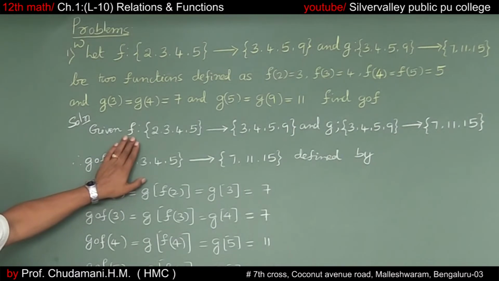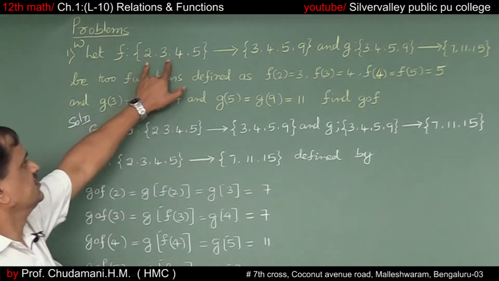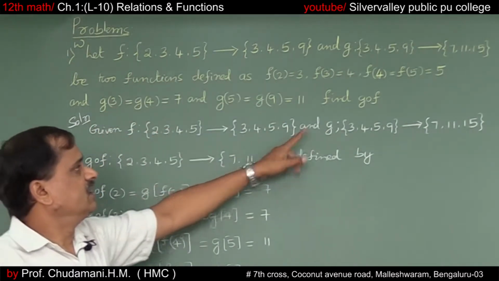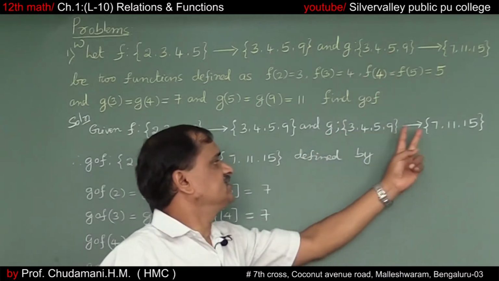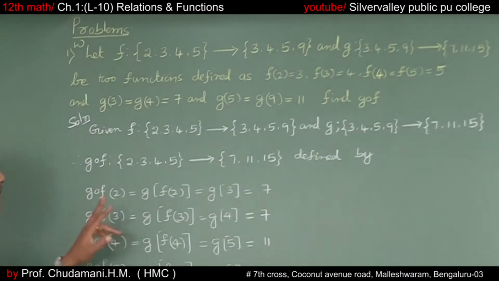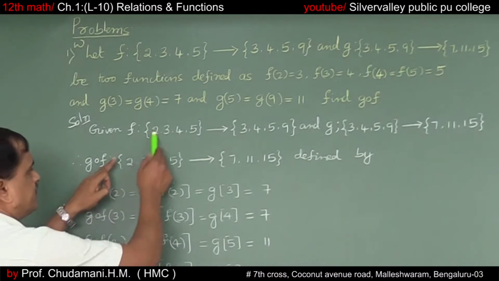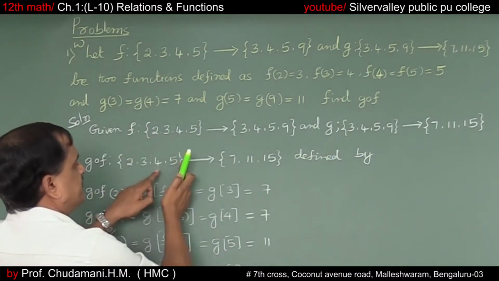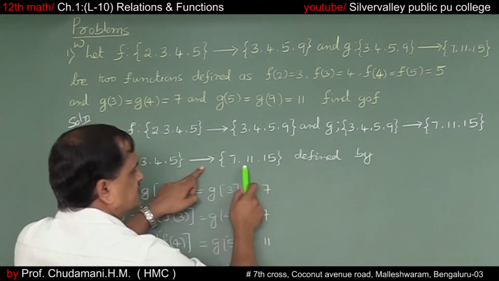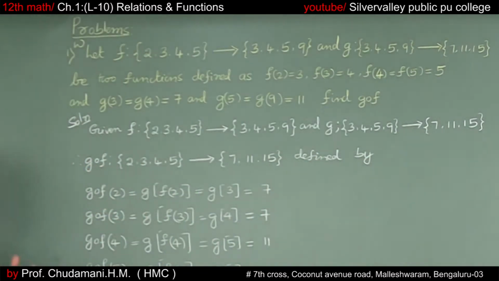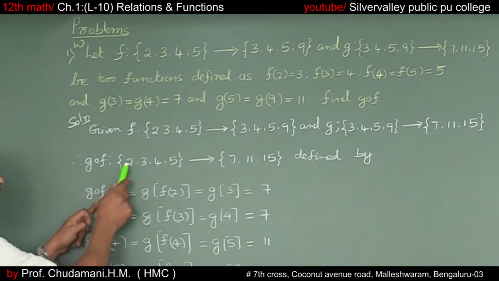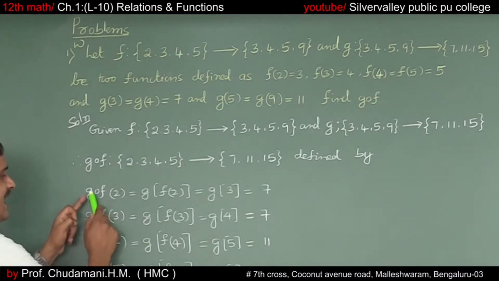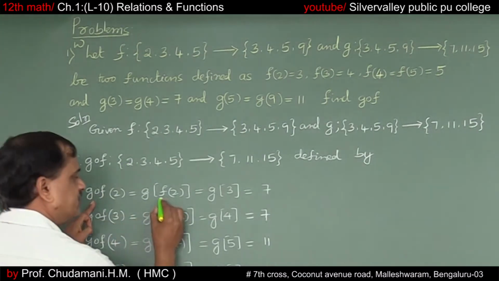Solution: given f from this set to this set and g from this set to this set, so that gof from A to C, {2, 3, 4, 5} to the set {7, 11, 15}, defined by gof of 2 can be written as g of f of 2.